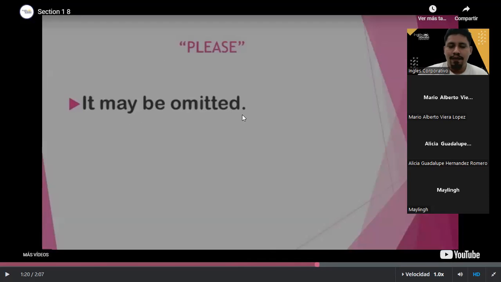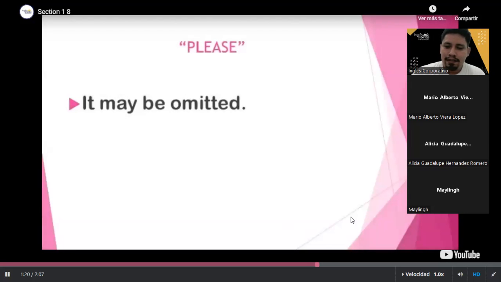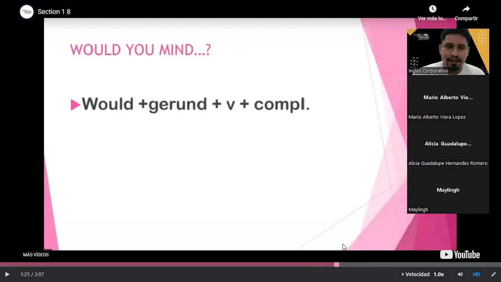If you have confidence with someone, you are going to omit the word please, probably with your son or your daughter. If you are going to ask something, it is good to add please, but you can do it or not. But if it is someone that you don't know, in that case you have to use please. Otherwise, that person is going to think that you are not polite. Please may be omitted.